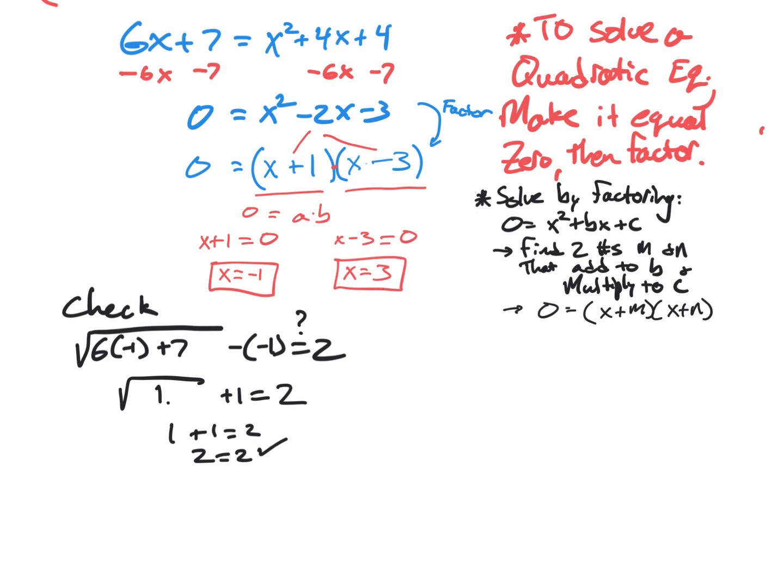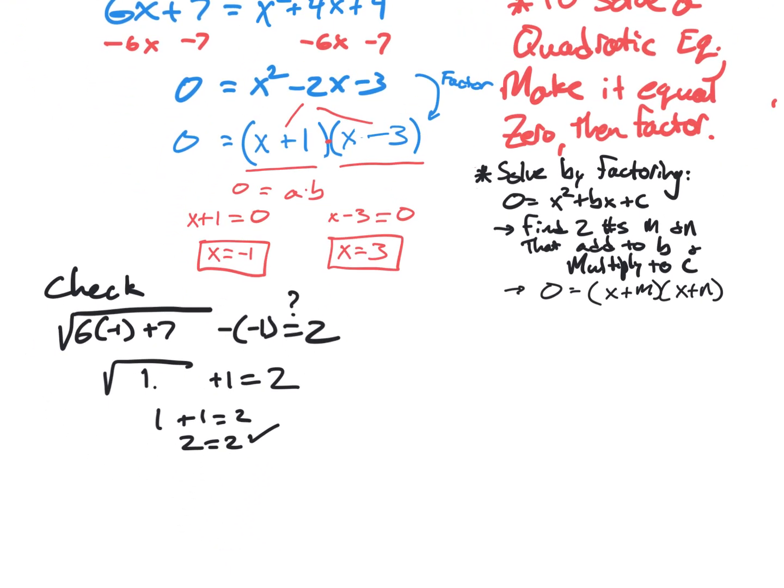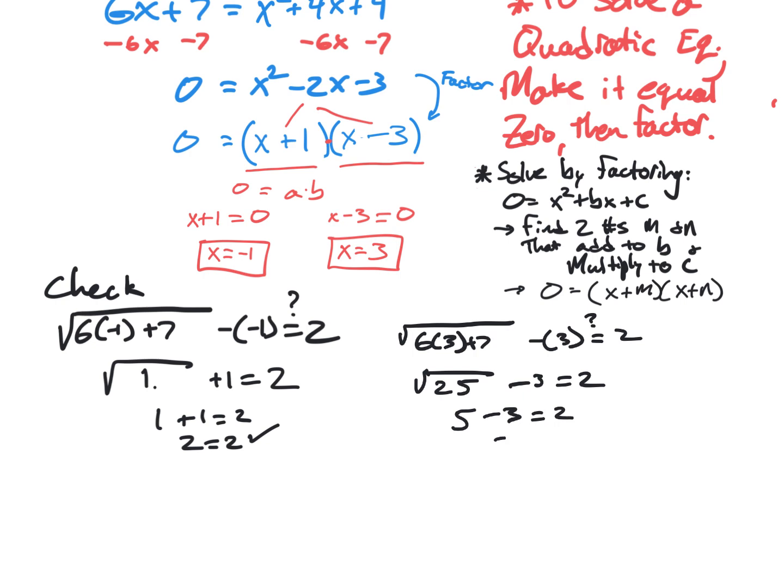What about 3? So we're going to plug 3 in for all of the x's. Everywhere there's an x, we're going to plug in 3. And let's see if that works out. So we get the square root of 6 times 3 plus 7 minus 3. Is that equal to 2? And this comes out to be the square root of 3 times 6 is 18 plus 7 is 25, minus positive 3. Is that equal to 2? Well, this is 5 minus 3, and yes, indeed, that does work out.